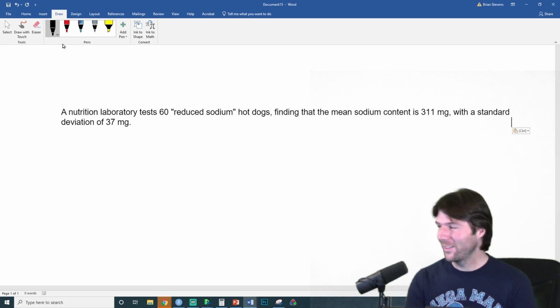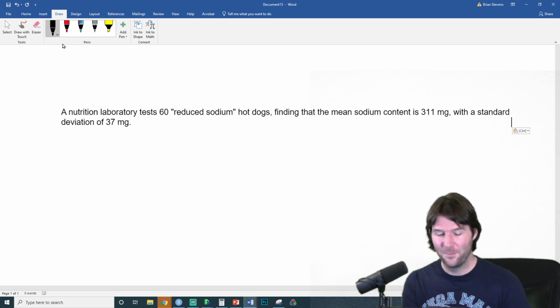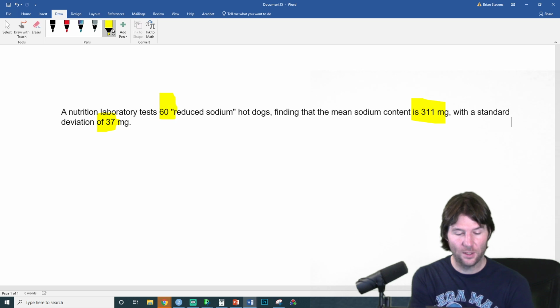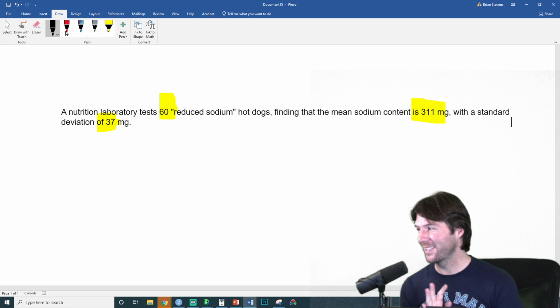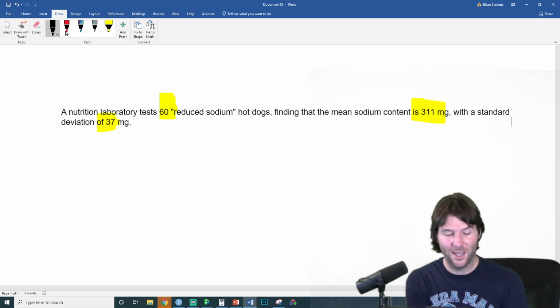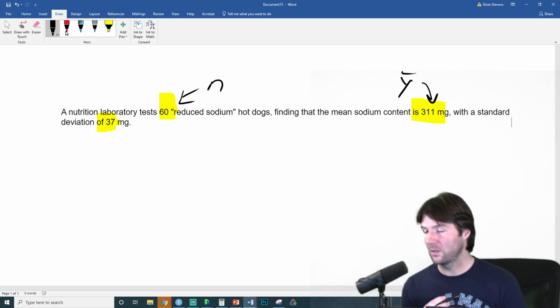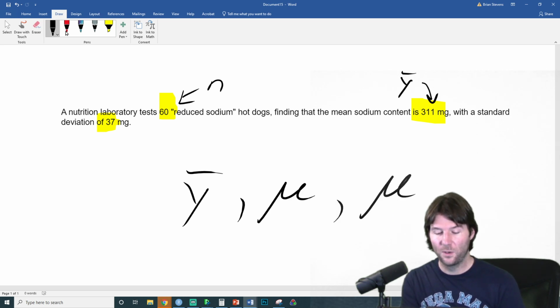So let's go right here. A nutrition laboratory tests 60 reduced fat hot dogs, and they found a mean of this. Now, here's the biggest thing. Whenever we see this, we need to mark the notation and do it accurately. So practice, practice, practice. Pause the video right now and see if you can tell me what the notation on these things is. We're going to go for the easy one first. We've got right here that this is n. Then we go right here that the mean, this is going to be the mean of those 60 hot dogs. You have to be careful because there are a lot of different means. We've got y bar, we've got mu, and we've got mu naught.